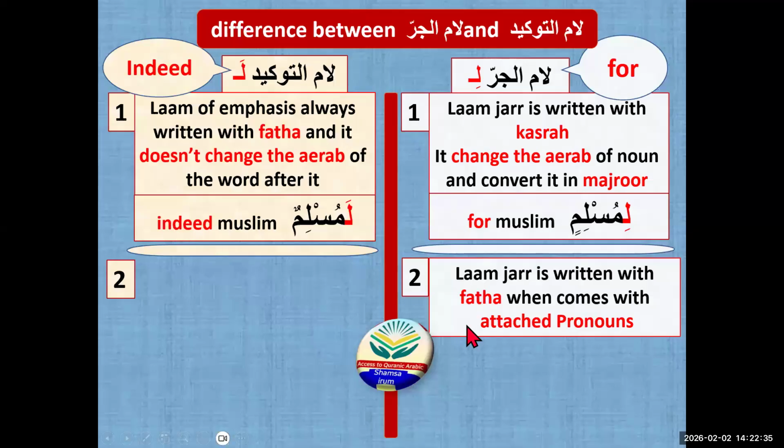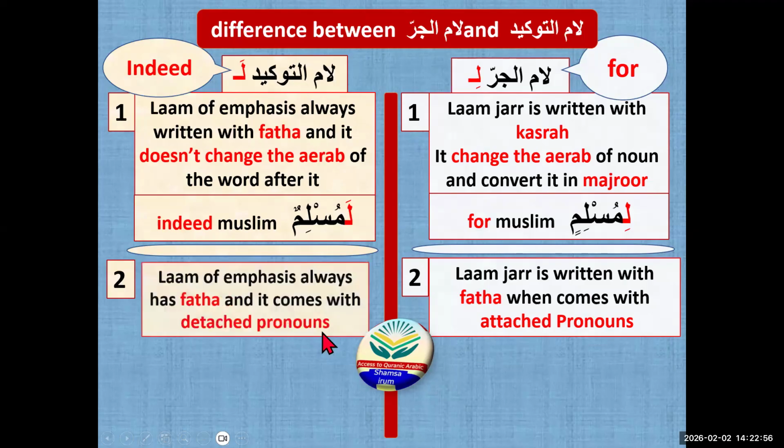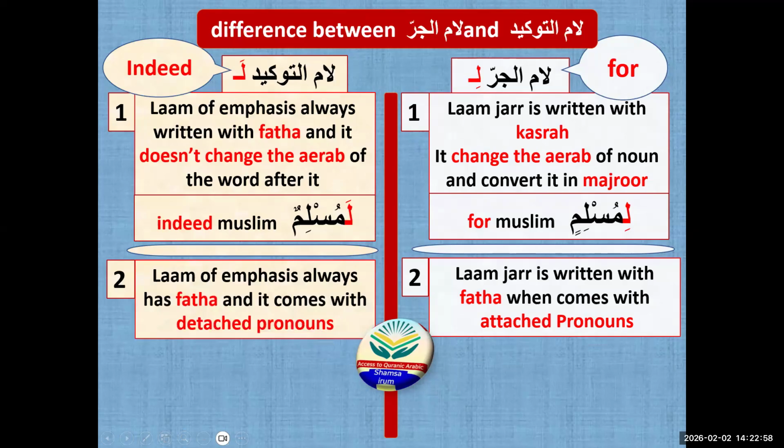Laam of Jar is written with fatha when it comes with attached pronouns. This is the point that makes things complicated. I told you that Laam of Jar is written with the kasra, but when it is attached with the pronouns, it is written with fatha. And Laam of Tauqeed is also written with fatha. That's the thing they mix up: is it the Laam of Tauqeed or the Laam of Jar, because both have fatha.